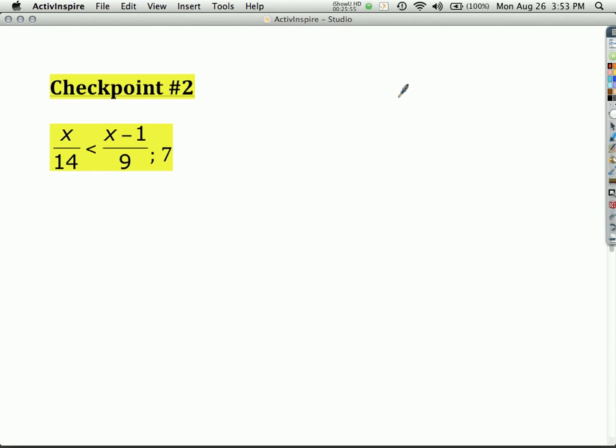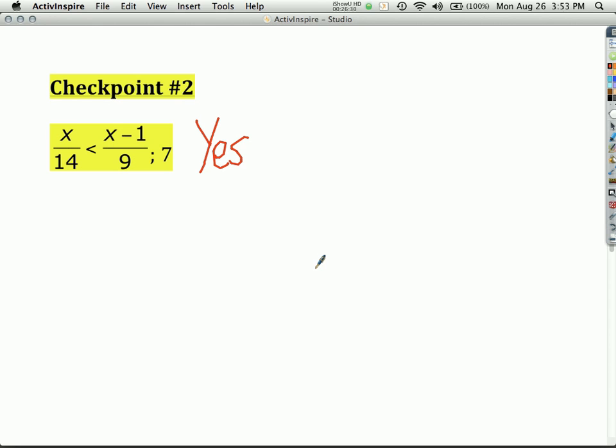So let's take a survey again. Give me a thumbs up if you think that this is a solution to the inequality. Give me a thumbs up if you think it is. We got some people think it is, some people do not. We do seem to have an overwhelming majority of the class thinks it is a solution. And the answer is yes. It is a solution to the inequality.